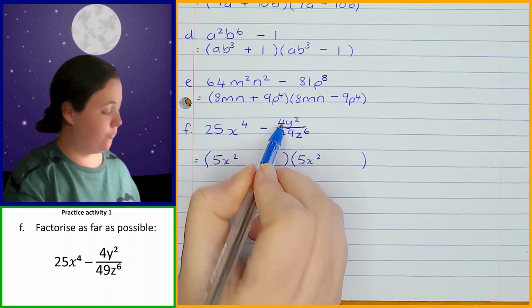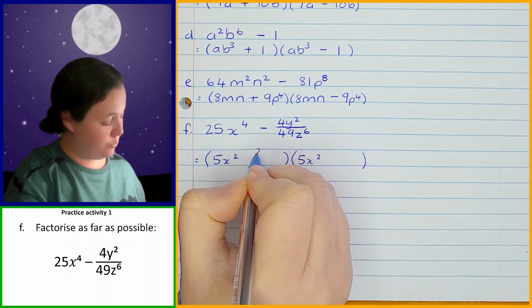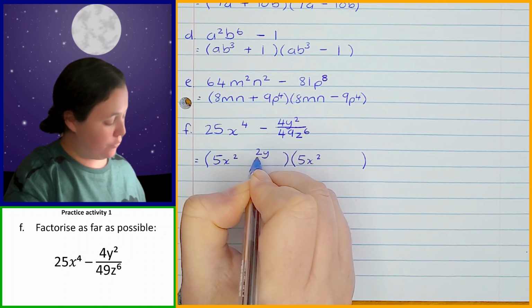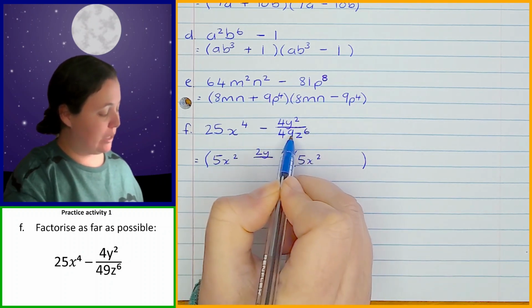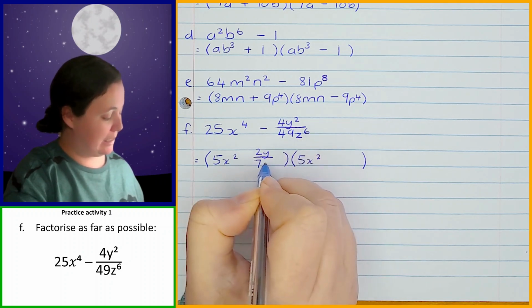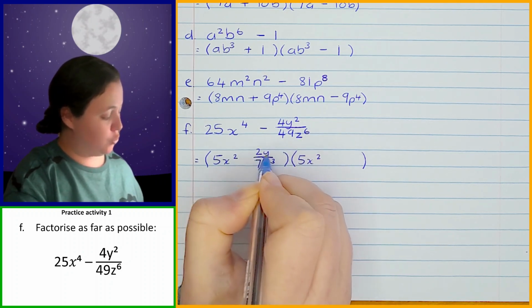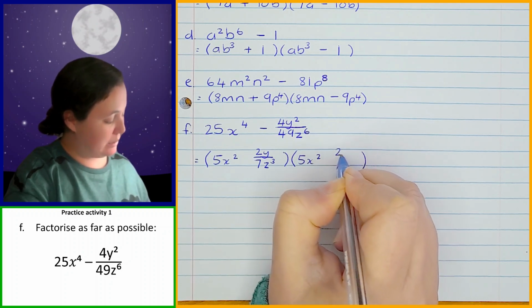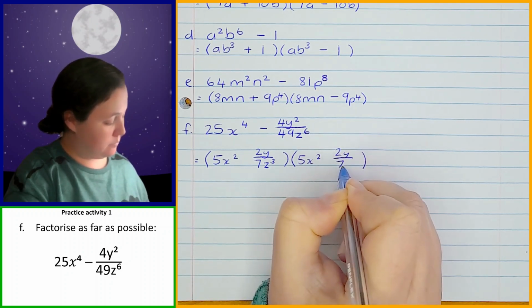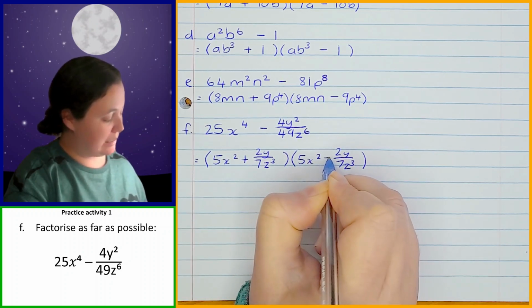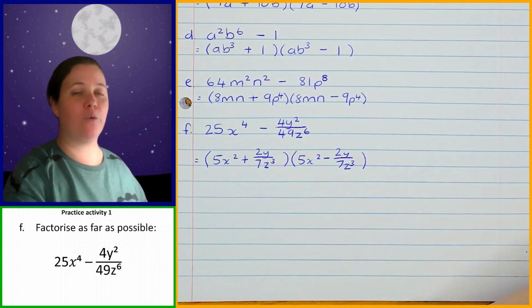So the square root of 4 is 2. That's at the top. And the square root of y squared is y. Over the square root of 49 is 7. And the square root of z to the power of 6 is z cubed. So I have 2y over 7z cubed in each bracket. And one bracket gets a plus and the other one gets a minus. So that's what we should have got for question F.